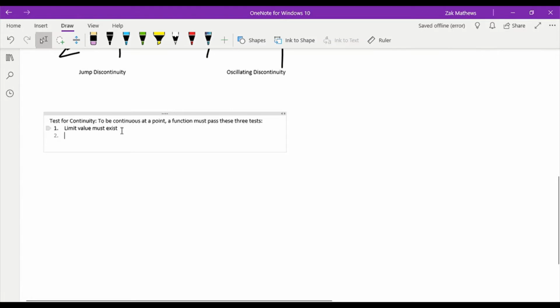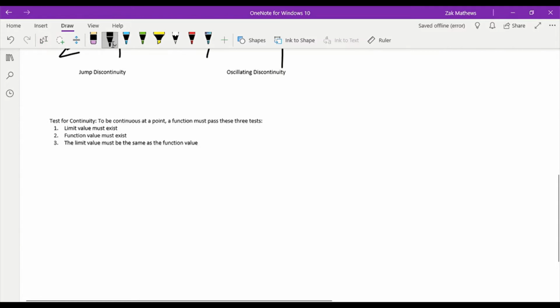First, the limit value must exist. Second, the function value must exist. And third, the limit value must be the same as the function value. If any of these three points fail, then we'd say the function is not continuous at the point, and in order for a function to be continuous, it must be continuous at all its points. So these are going to be our three tests to test whether a function is continuous at a point.